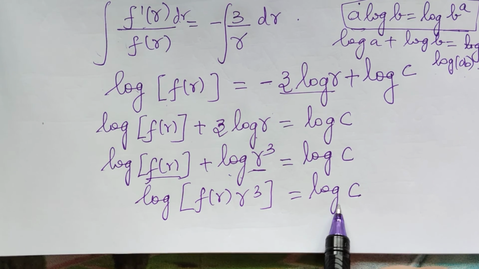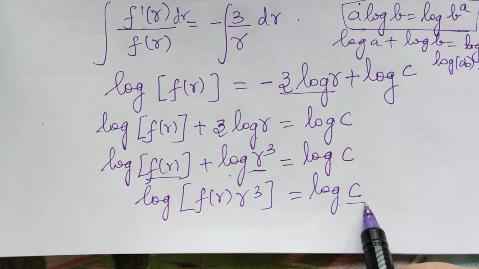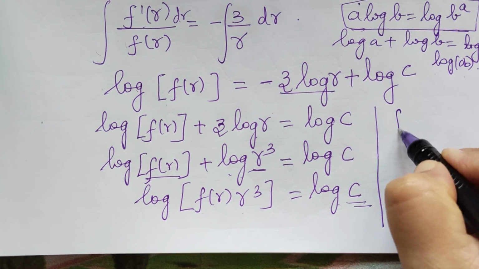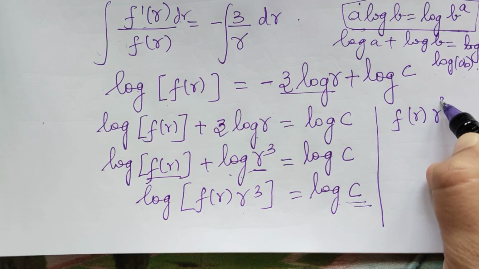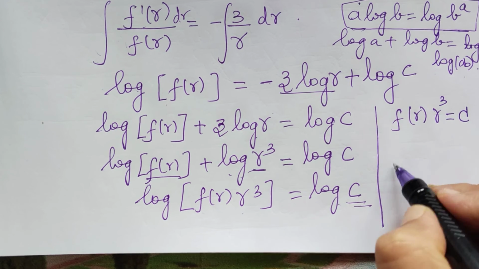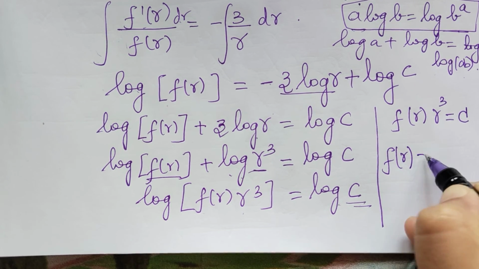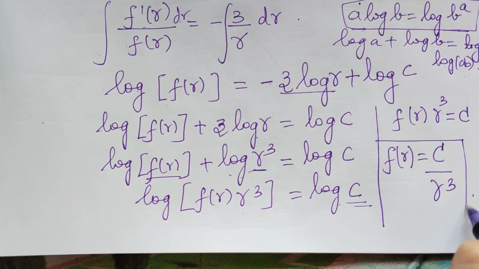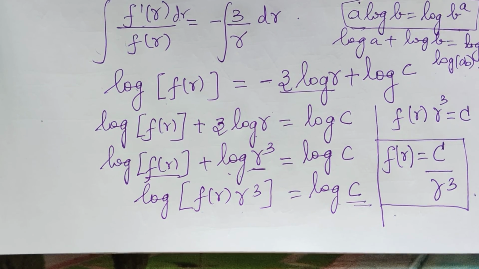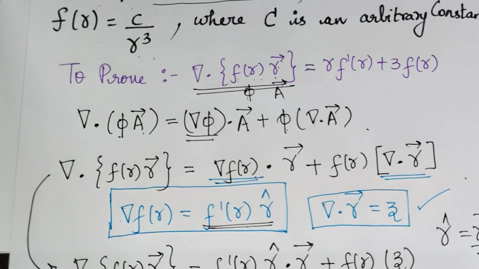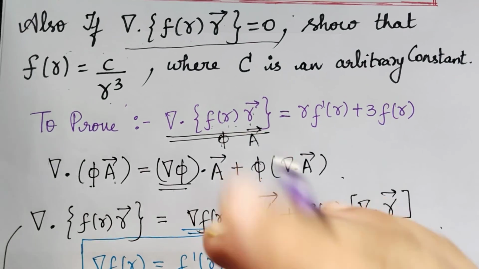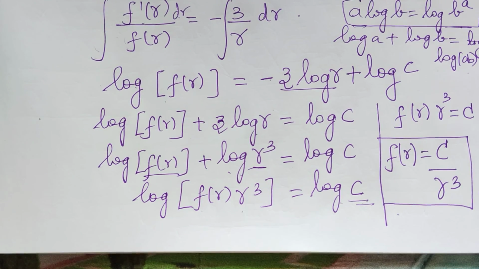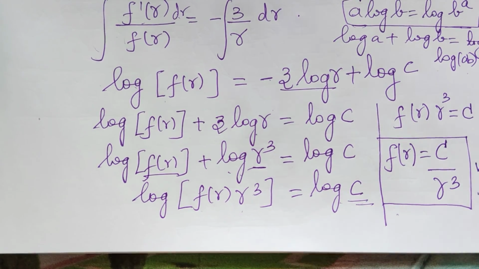Now since on both sides we have log, we can equate f of r times r cube to the constant c. So we will have f of r multiplied with r cube equal to c, and from this we get f of r equal to c divided by r cube. So therefore we have proved the required result. That is, we have to prove that f of r is equal to c by r cube. Hence we have obtained the required result.